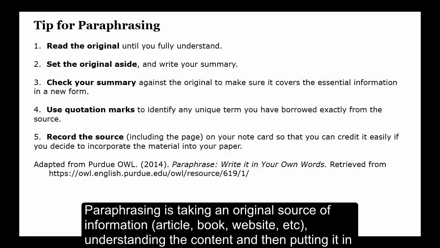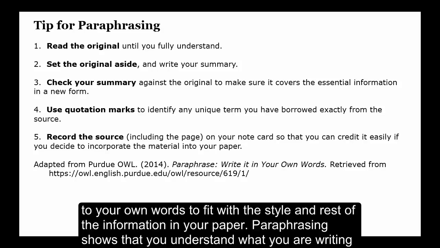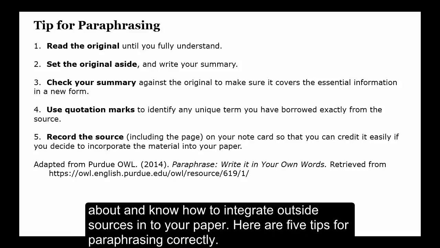Paraphrasing is taking an original source of information, an article, book, website, etc., and then understanding the content and putting it into your own words. Once you do this, it can fit with the style and rest of the information in your paper. Paraphrasing shows that you understand what you are writing about and that you know how to integrate outside sources into your paper. Here are 5 steps for paraphrasing correctly.